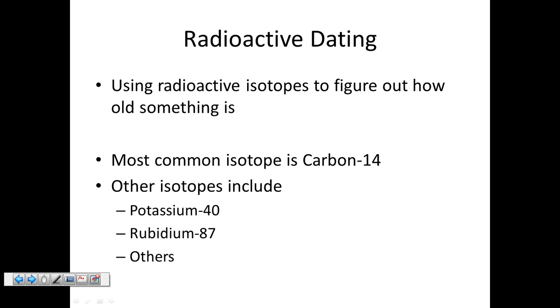Other isotopes that we would use are potassium-40, rubidium-87, and others. It all depends on how old the sample is. If the sample is very, very old, like a fossilized tree that might be a couple million years old, carbon-14 is not going to work. All that carbon-14 has gone away. We have to use these other isotopes.